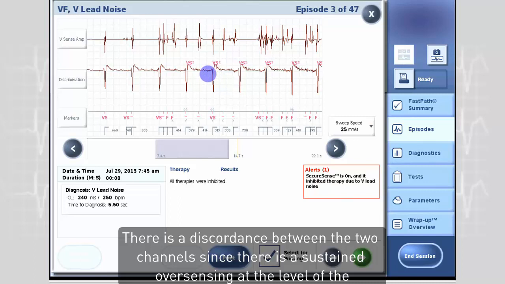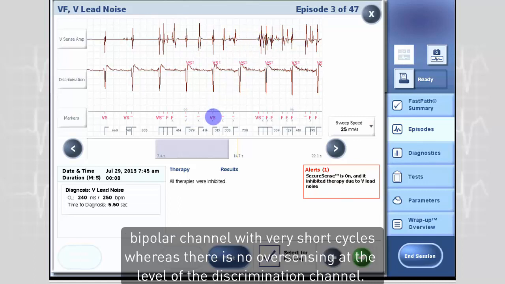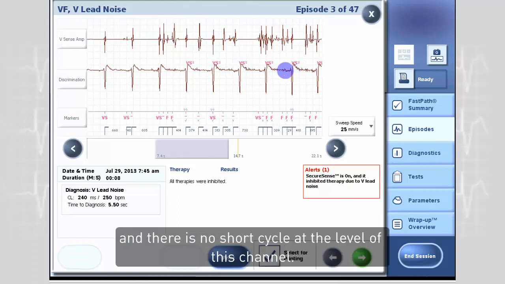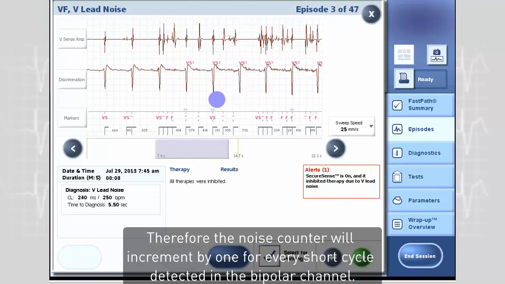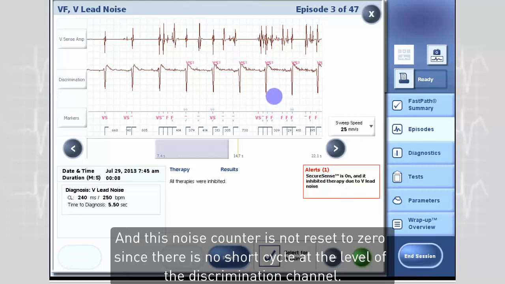There is a discordance between the 2 channels, since there is a sustained oversensing at the level of the bipolar channel, with very short cycles, whereas there's no oversensing at the level of the discrimination channel, and there is no short cycle at the level of this channel. Therefore, the noise counter will increment by 1 for every short cycle detected in the bipolar channel. And this noise counter is not reset to 0 since there is no short cycle at the level of the discrimination channel.